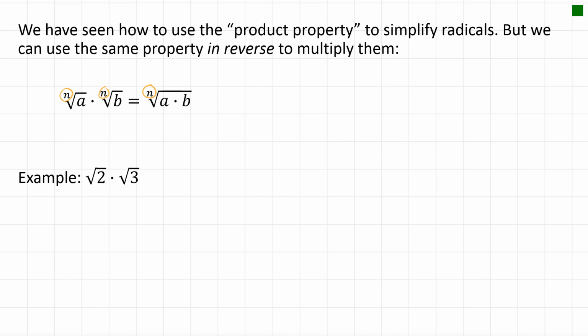And here's an example. If I have the square root of 2 times the square root of 3, well, they're both under the same root, so that's the same as the square root of 2 times 3. In this case, that's the square root of 6.